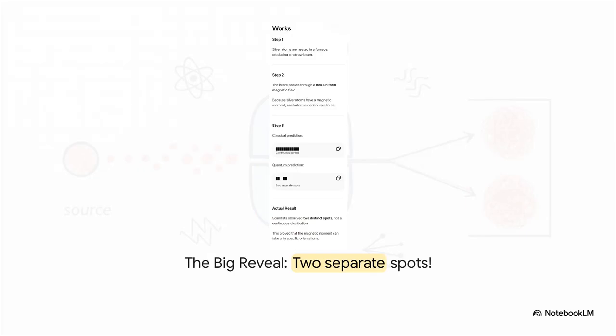The big reveal, 2 separate spots. Now, what's really interesting about this result is how wildly it defied expectation. Instead of the classical prediction of a continuous smooth spread, the scientists observed 2 distinct spots. The beam split cleanly in 2. This was an absolute earthquake in the physics community. It definitively proved that the magnetic moment can take only specific orientations. Quantum theory was right. Reality at the atomic scale is discrete, not continuous.